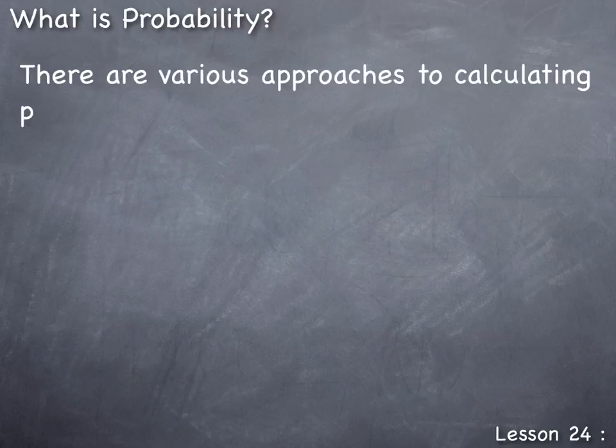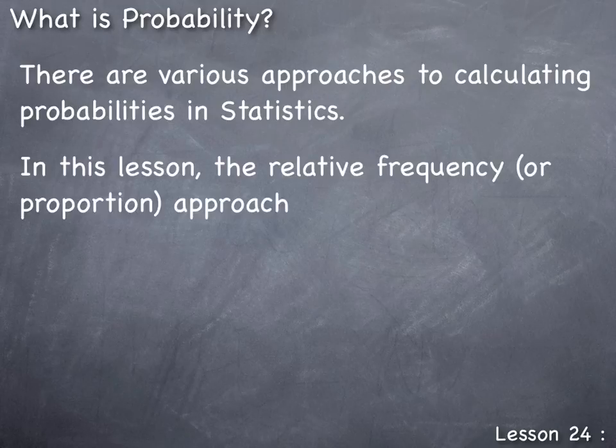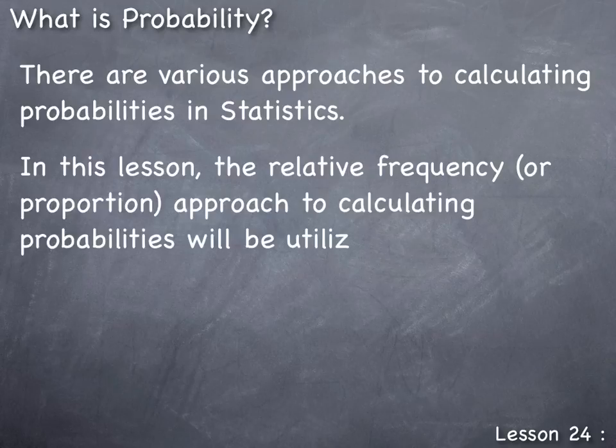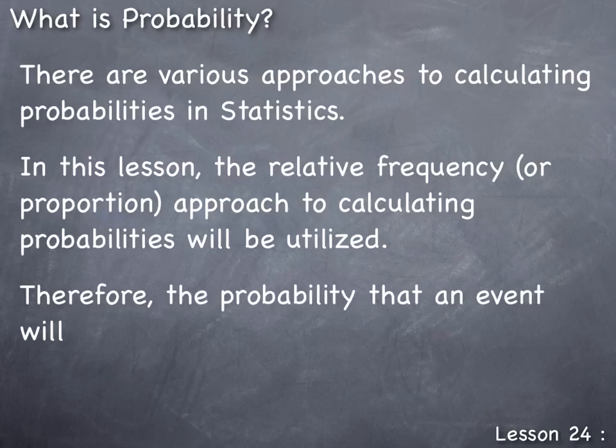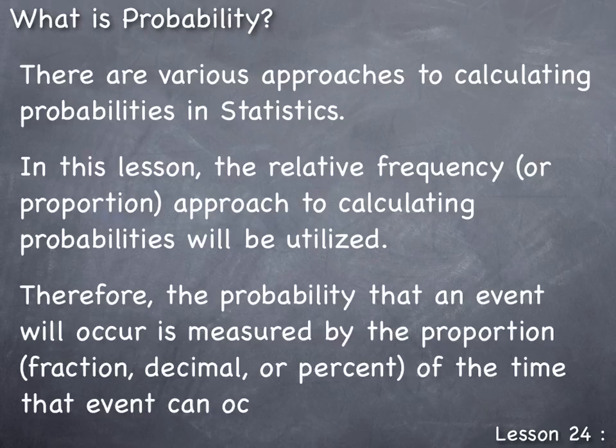There are various approaches to calculating probabilities in statistics. In this lesson, the relative frequency or proportion approach to calculating probabilities will be utilized. Therefore, the probability that an event will occur is measured by the proportion, that is, the fraction, decimal, or percentage of the time that event can occur.